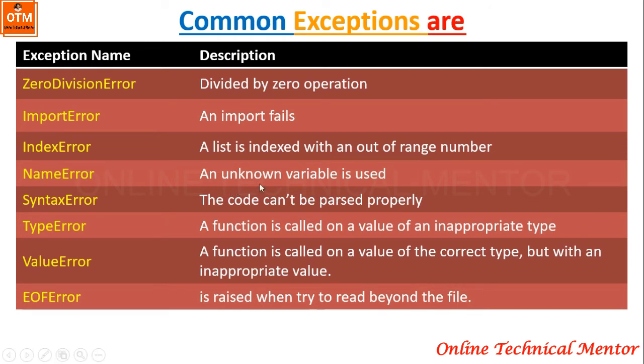Next, name error, an unknown variable is used. Syntax error, the code can't be parsed properly. Type error, a function is called on a value of an inappropriate type. Value error, a function is called on a value of the correct type but with an inappropriate value. End of file error, in short called EOF error, is raised when we try to read beyond the file. This EOF error has already been discussed in the file handling video.